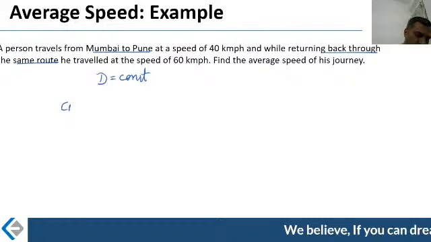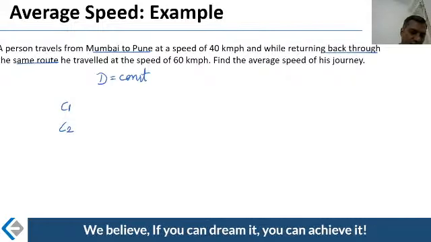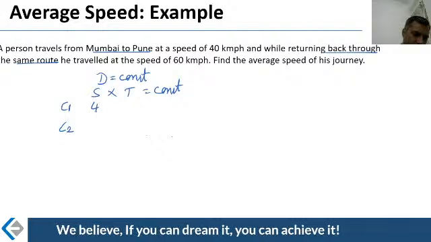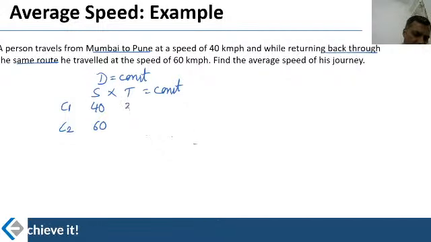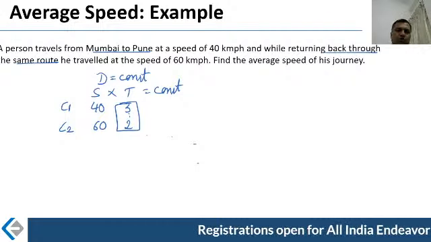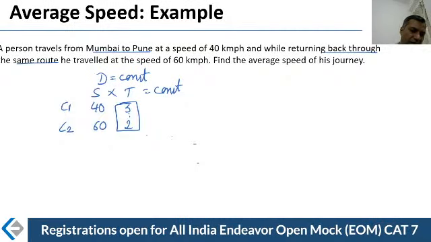Now look, very similar to this, there is case 1, the forward journey, and case 2, the backward journey. Speed into time is equal to a constant. The speeds are 40 and 60, case 1 40, case 2 60. Therefore, the times are in the inverse ratio, 60 to 40, that is 3:2. Is this enough for me? Of course, it's enough.